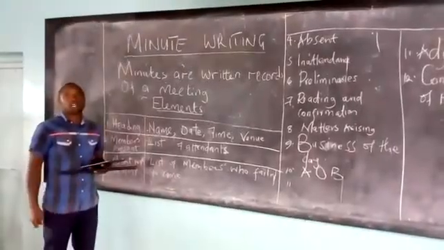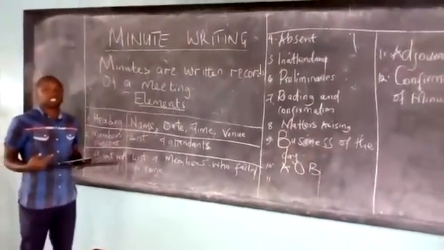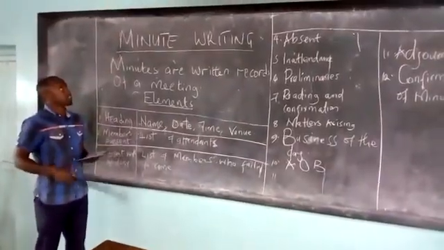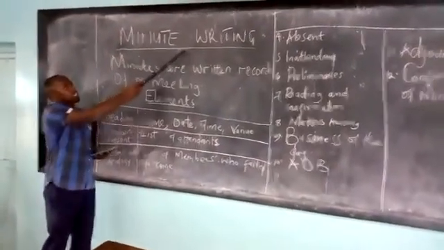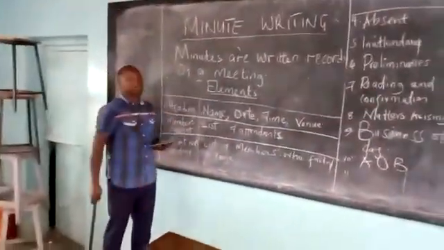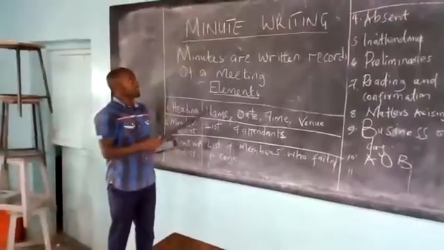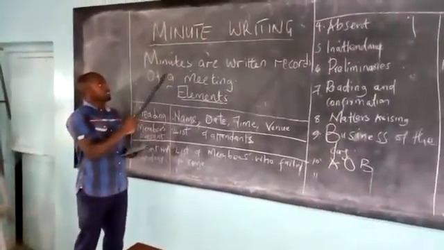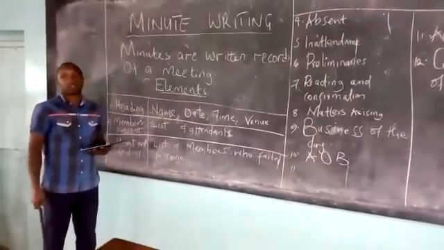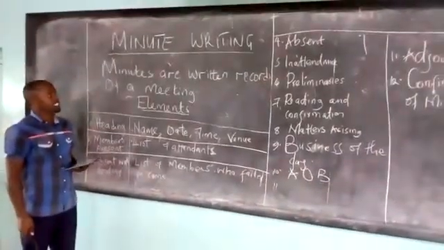And today we are going to talk about functional writing, which is tested in KCSE Paper 1. The item we are going to look at today is minutes, and therefore we're going to talk about minute writing. And we will begin with definition. And we will say that minutes are written records of the proceedings of a meeting.